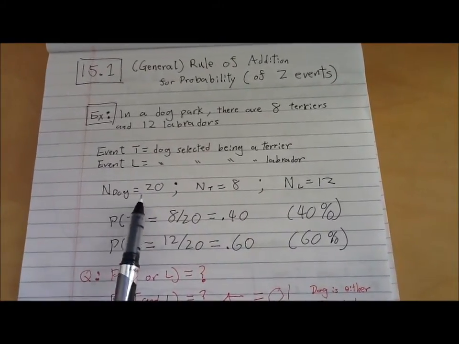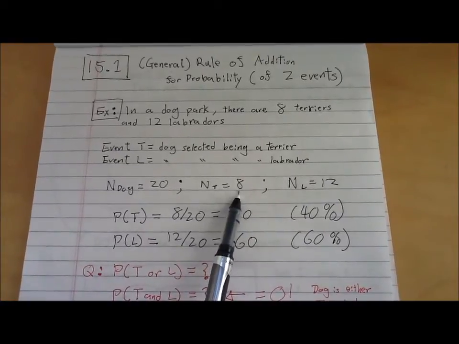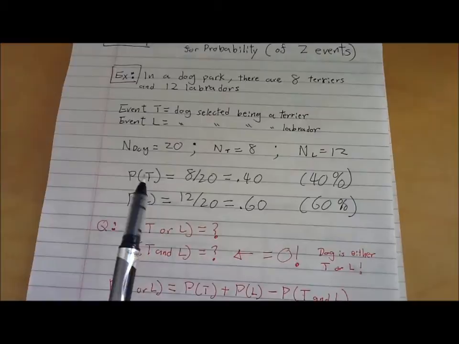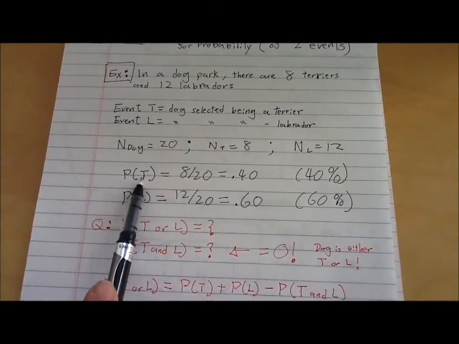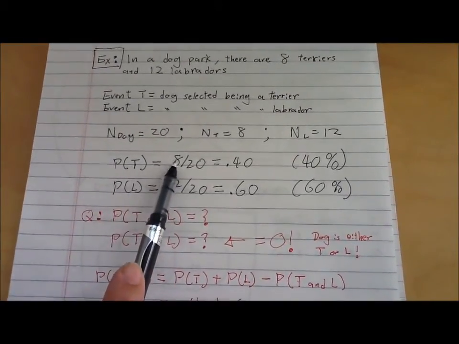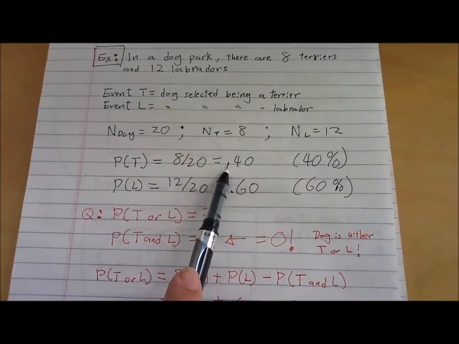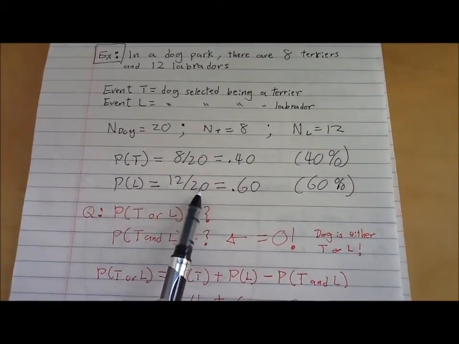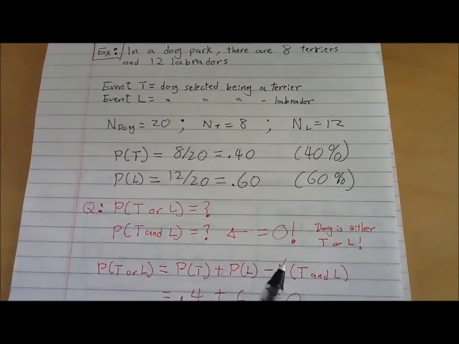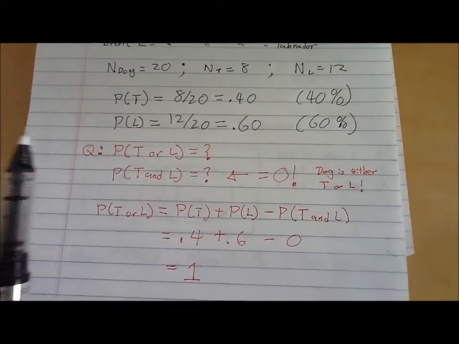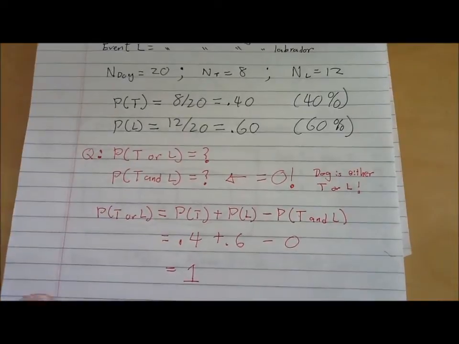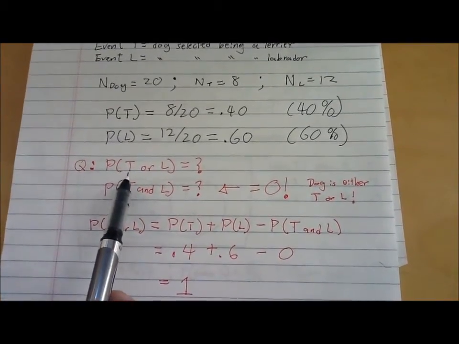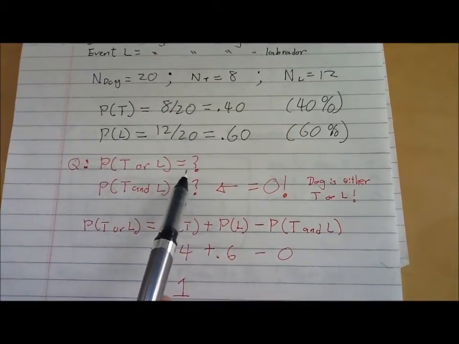And so there are a total of 20 dogs, 8 terriers, and 12 Labradors. Very simply, the probability of selecting a terrier is 8 out of 20, and that gives you 0.4. Probability of a Labrador is 12 out of 20, which is 0.6. That's straightforward enough, but now let's ask something a little bit more involved. What's the probability of selecting a terrier or a Labrador?